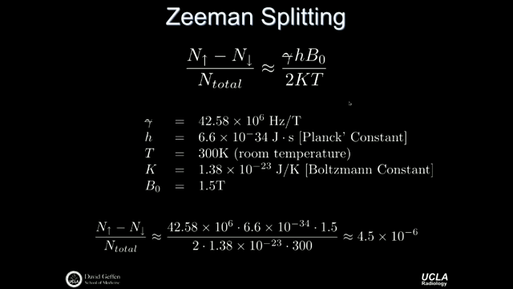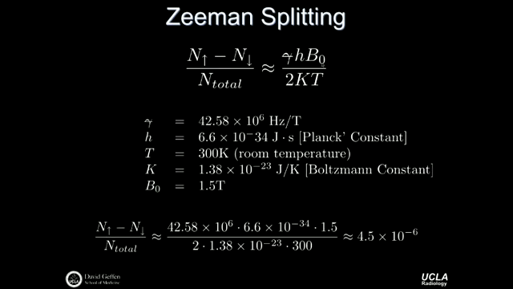Now, in this whole expression that describes the Zeeman splitting phenomenon, there's only a couple things that we can control. What are they? We can control B0. What else? Temperature, right? Everything else is a constant or dependent on the species itself.